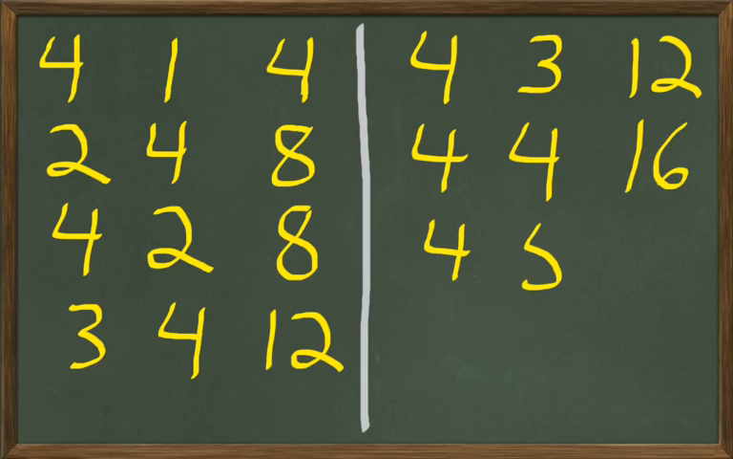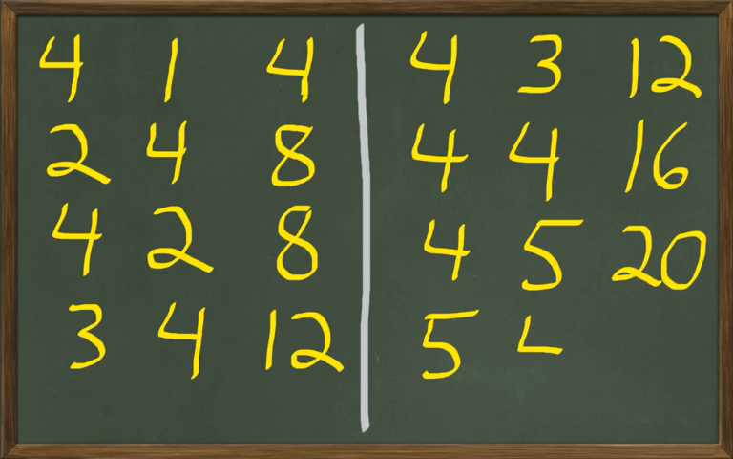Now how about 4 times 5? 4 times 5 is 20. And 5 times 4, how many are 5 times 4? 5 times 4 are also 20. Okay, let's go to a new board. Let's see. 5 times 4 is 20.